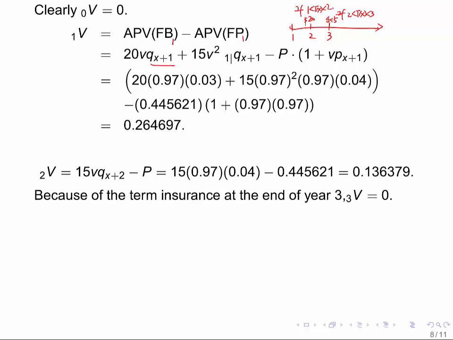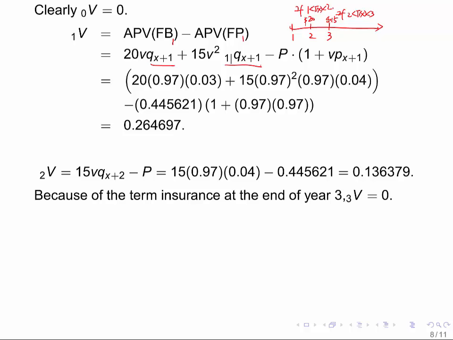And in year 2, which is from time 2 to time 3, the amount is $15, which is payable at time 3. And the discounting will need to discount this money from time 3 to time 1. So that's 2 years of discounting. And the probability that the person dies between 2 and 3, given that the person is alive at 1, that's just the 1 year deferred probability. So add these two together, we get the APV of future benefits at time 1.